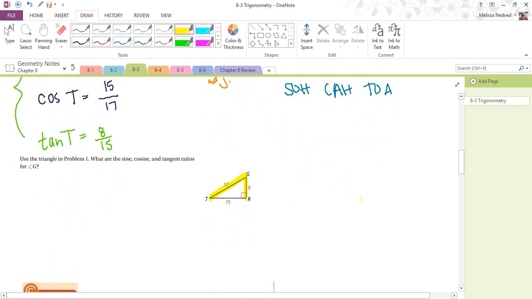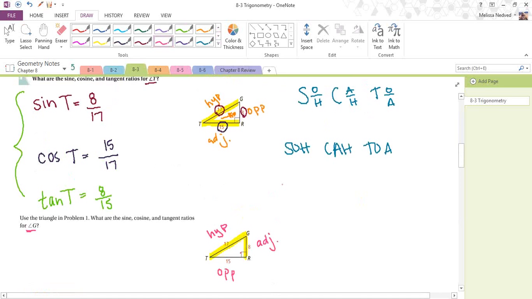So here's my triangle, and I've highlighted angle G because that's the angle we're looking at. Opposite side is this side TR. Hypotenuse is same. That doesn't change ever. It's always across from the right angle, making then GR my adjacent side. So notice, if I go back up to the previous problem, the opposite and the adjacent have switched based on which angle I'm looking at.